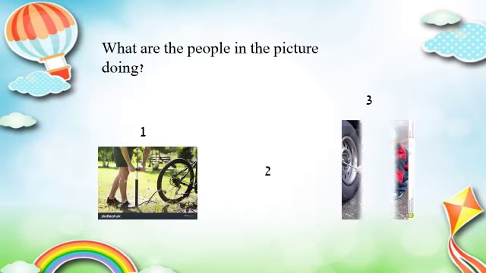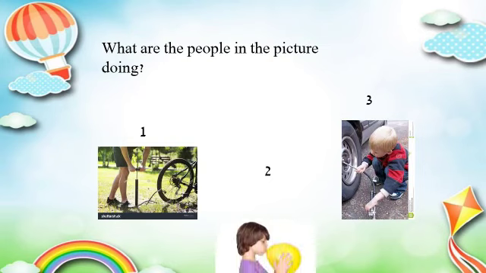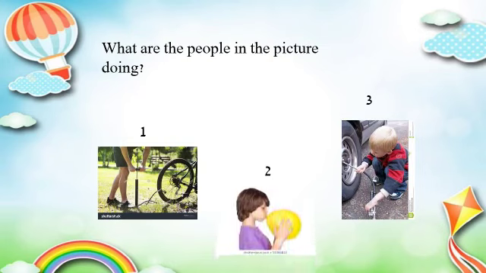Okay children, now can you tell me what the people in these pictures are doing? In the first picture, can you see that the man is filling air in his cycle tire? And in the second picture, what do we see, children? Yes, we see the boy blowing air in the balloon. And in the third picture, the boy is filling air in the car tire.